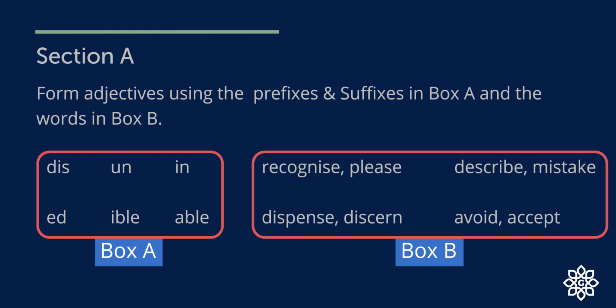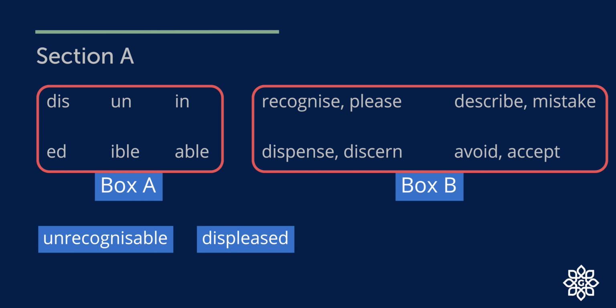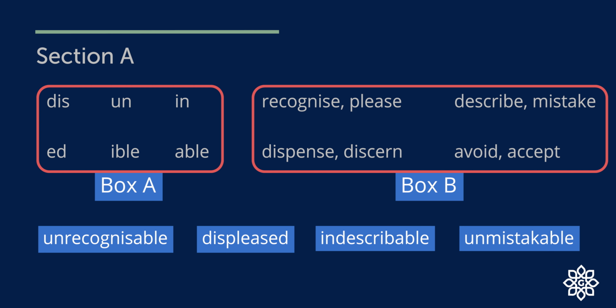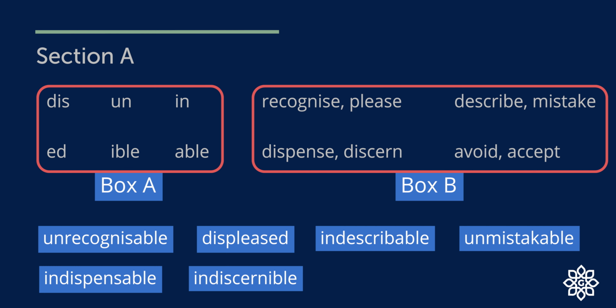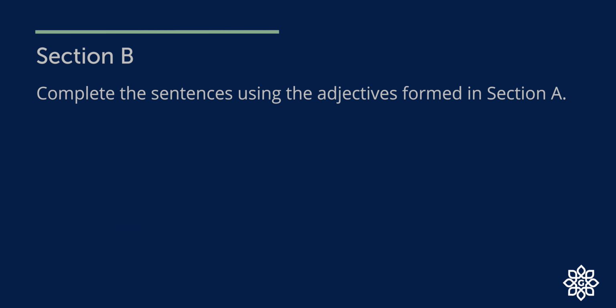Now let's look at the root word recognize. This is changed to unrecognizable. Please, displeased. Describe, indescribable. Mistake, unmistakable. Dispense, indispensable. Discern, indiscernible. Avoid, unavoidable. Accept, unacceptable.